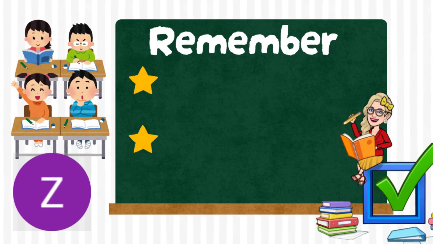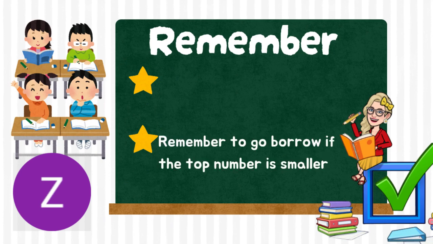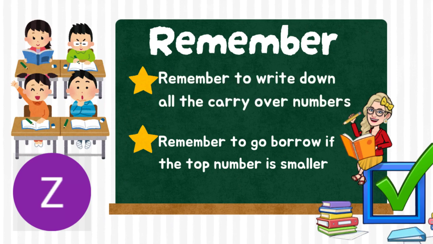And we need to remember a few things. With addition, you must remember to write down the number that you carried over to the next column so that you can add it as well. With subtraction, you need to go borrow if the number that's on the top is smaller than the number at the bottom. Also, you may use any method as long as your full method can show me how you got to the answer. You do not need to just use the column method as shown.